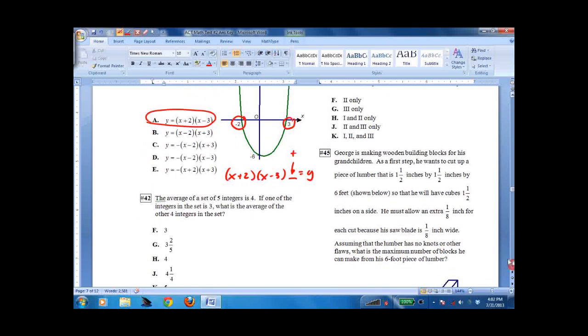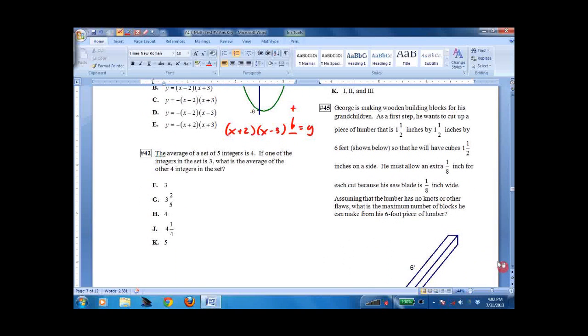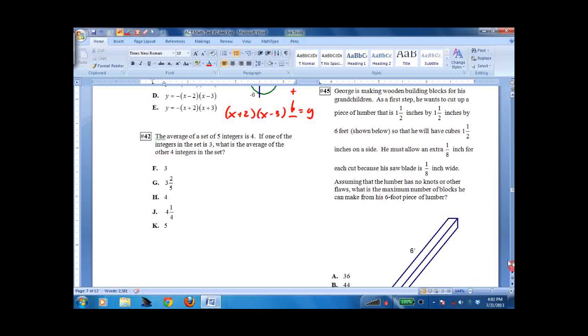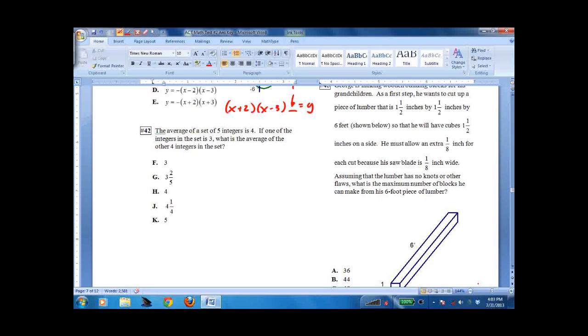Number 42. The average of a set of 5 integers is 4. One of the integers in the set is 3. What is the average of the other 4 integers in the set? Well, the average of 5 integers is 4. So there's 5 of them. So if we add them all up and divide by 5, we're going to get 4.